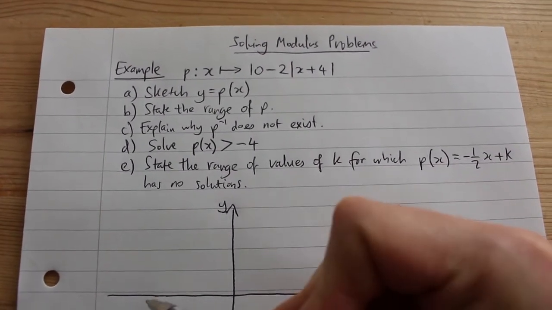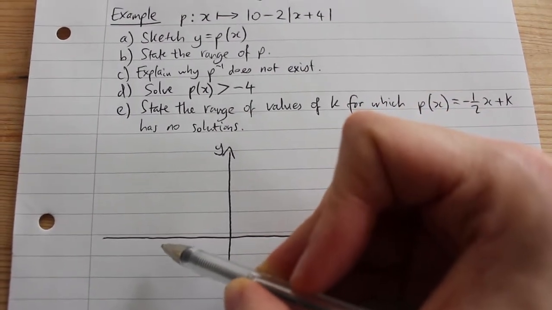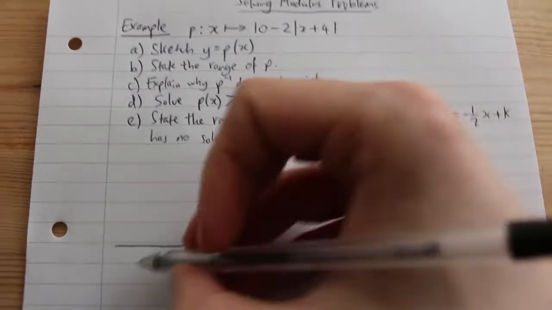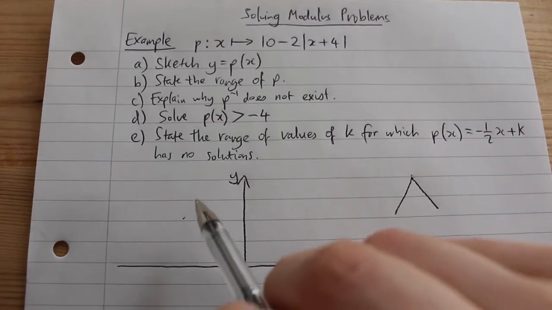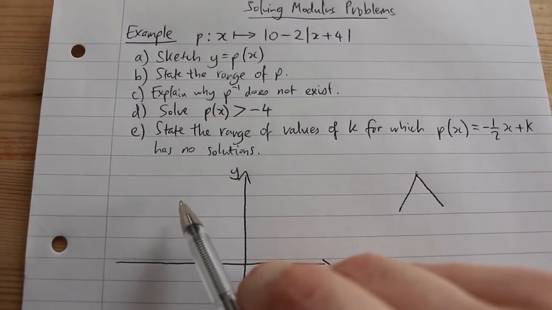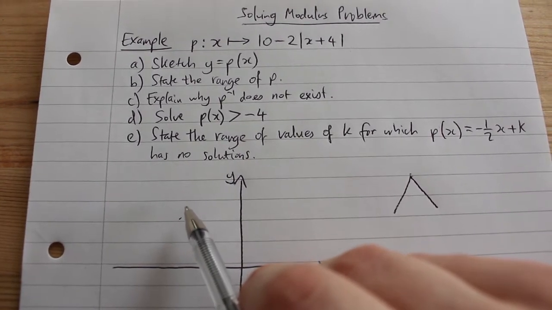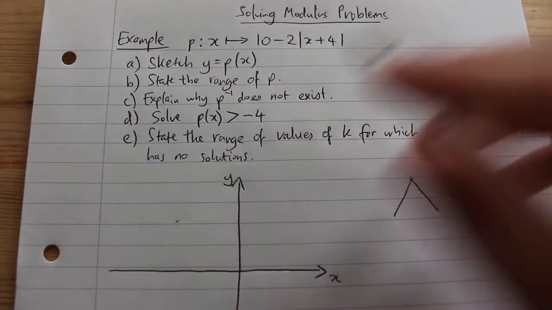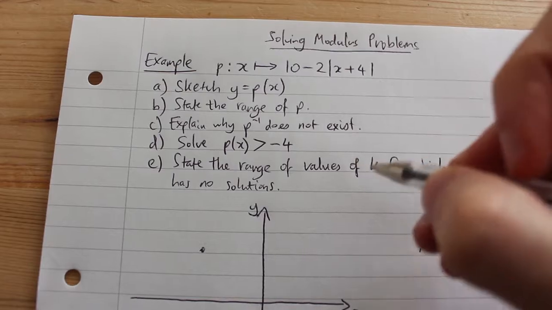We're moving it 4 units this way, and then stretching it scale factor 2 in the y direction, and then moving it 10 units up. So the pointy bit is going to be located at minus 4, 10. Sorry, yes, minus 4, 10. That's right. So we have, this is up here somewhere.